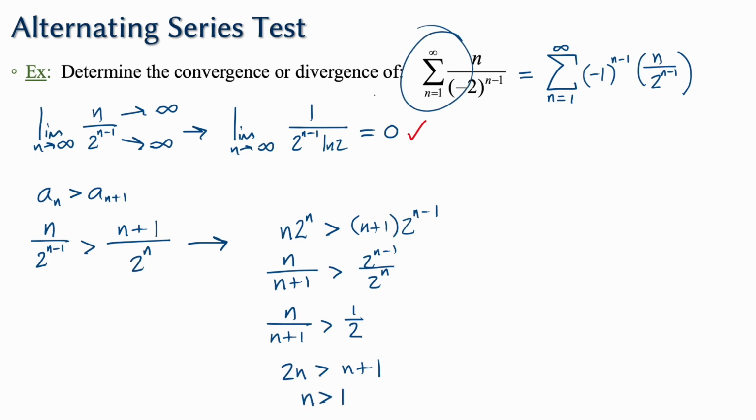Now, clearly in my summation, that's definitely the values that we're working with. So because this relationship is true as long as n is greater than 1, and that's what's definitely happening in the summation, I can go ahead and say that, yes, this is in fact happening. It is decreasing. So, of course, my final result is that this series is converging by the alternating series test.